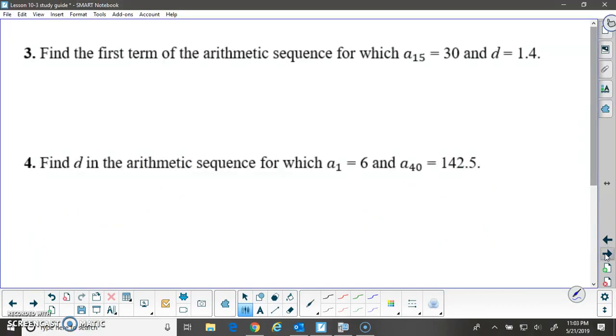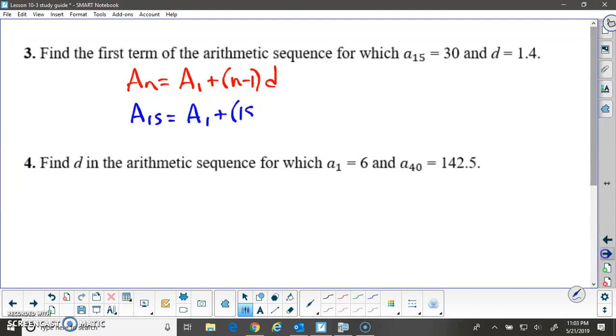Number 3 says find the first term of the arithmetic sequence where the 15th term is 30 and the common difference is 1.4. So again, I want to use this formula. What I'm going to do is put 15 in for n, and I'm going to put 30 in for a sub 15. So a sub 15 is going to equal a sub 1 plus, I'm putting 15 in for n, and you can see that our common difference is 1.4. And now I can substitute in for a sub 15. I can put 30 in there. This now allows me to solve for A1.